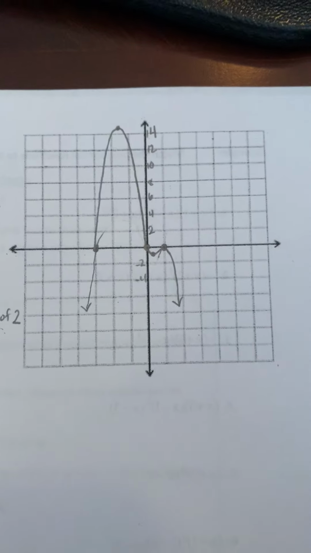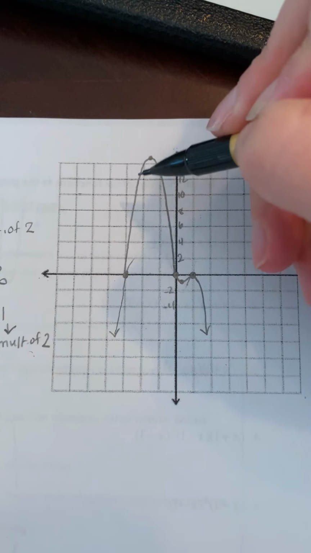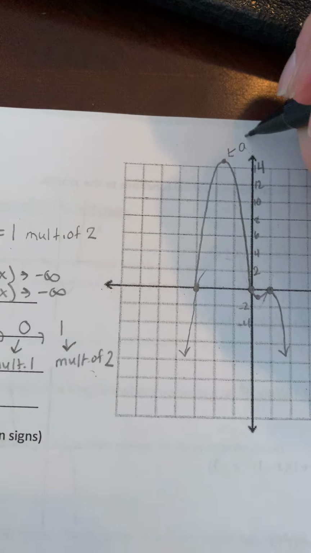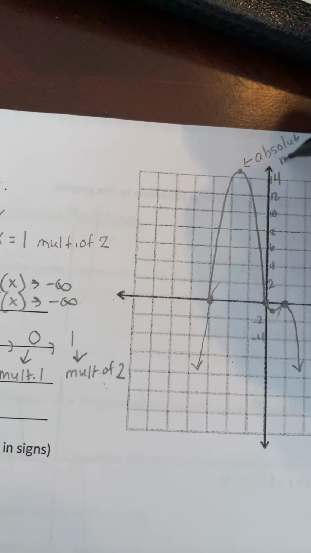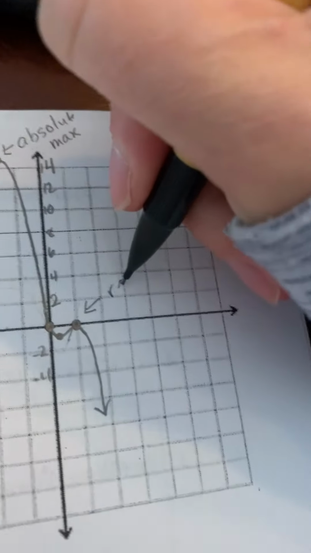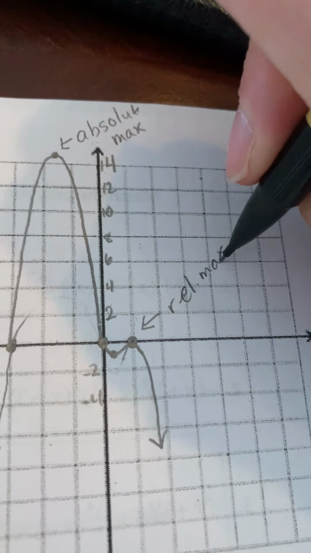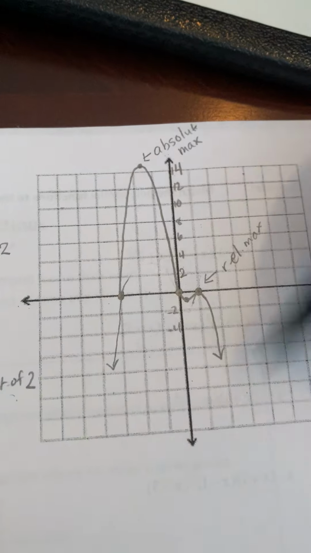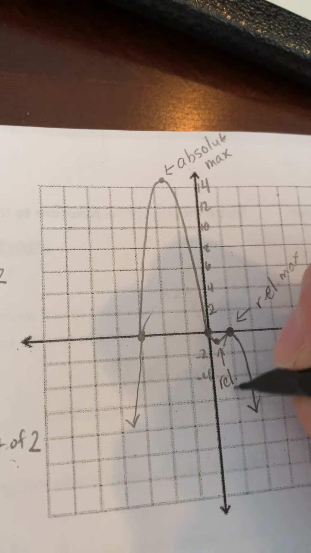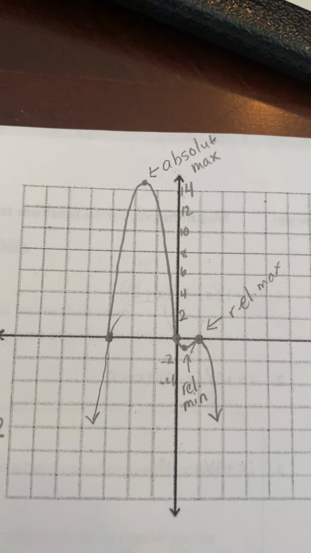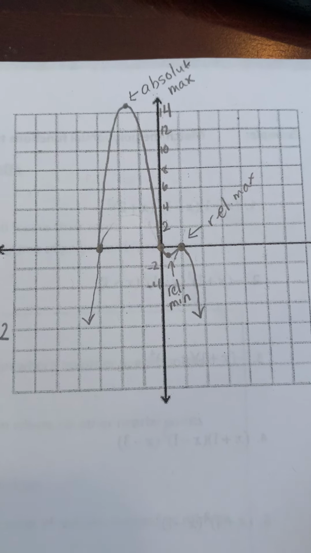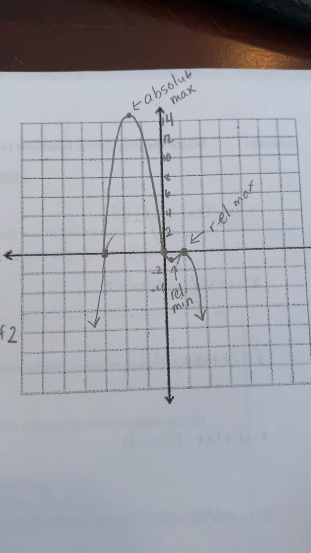Now, one other additional little detail is if we look here, our highest point is this point. So this is actually called an absolute maximum. And this point is the relative maximum. For our minimums, we go down forever, so this will just be our relative min. We do not have an absolute minimum, because negative infinity will end up being our minimum. Okay, so that's just a little extra information there.